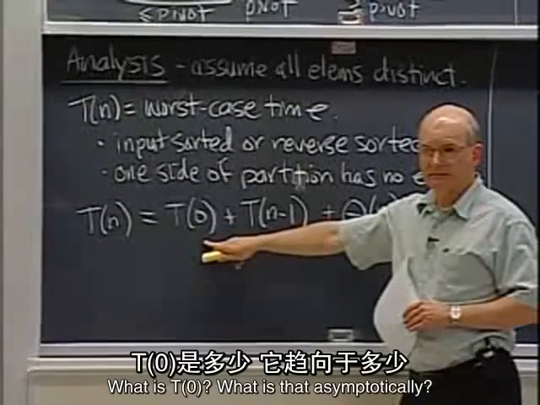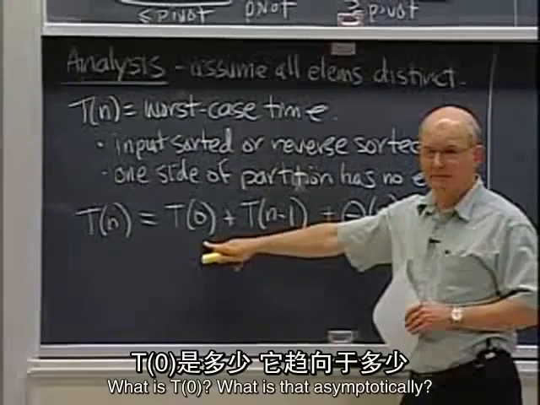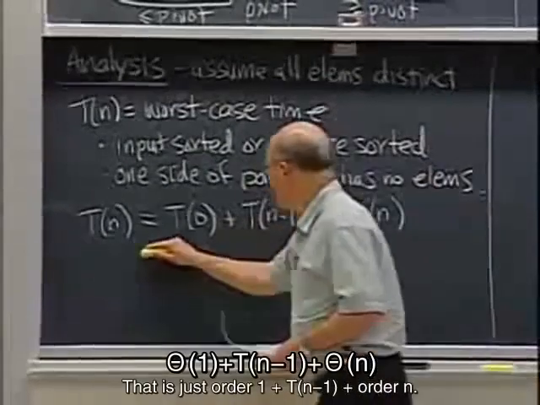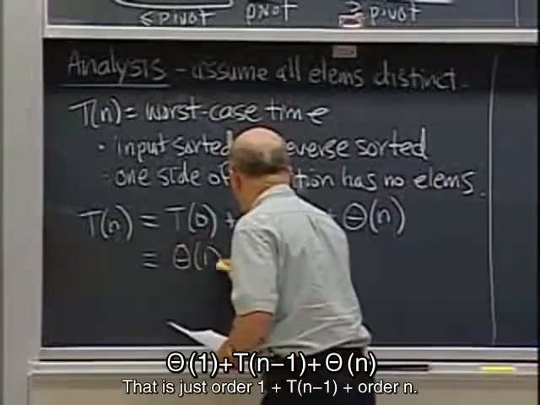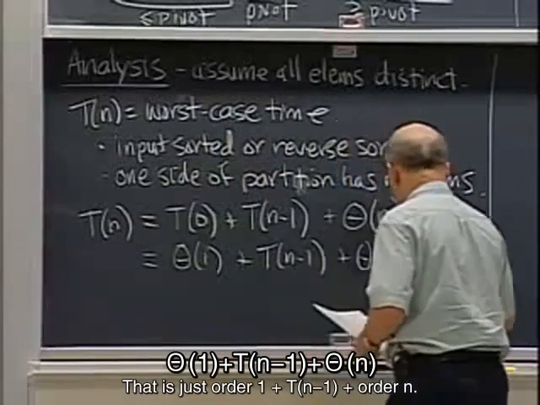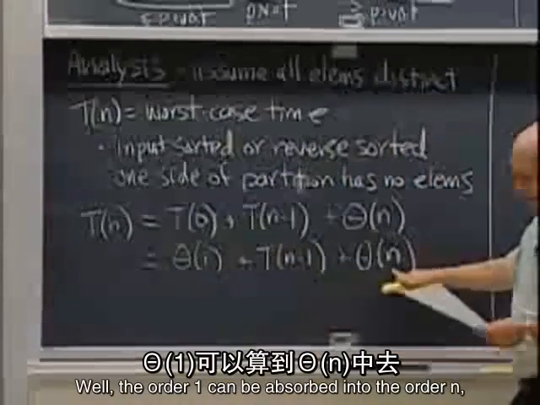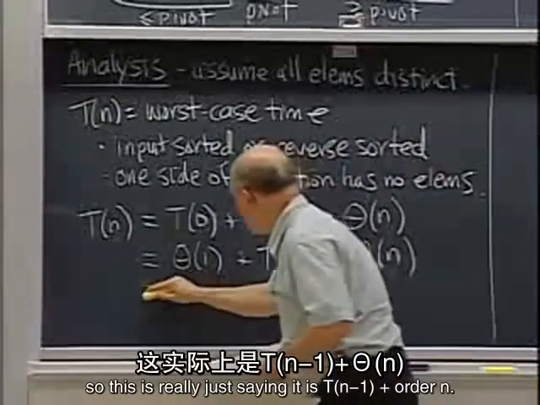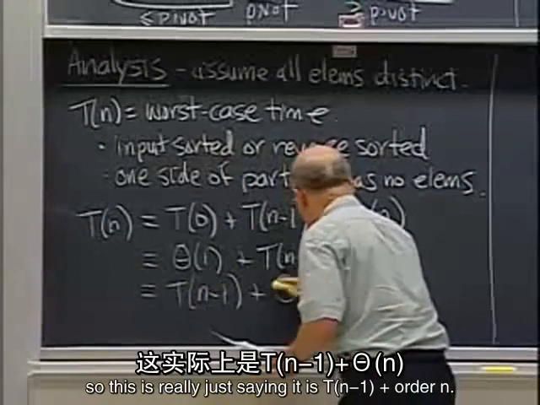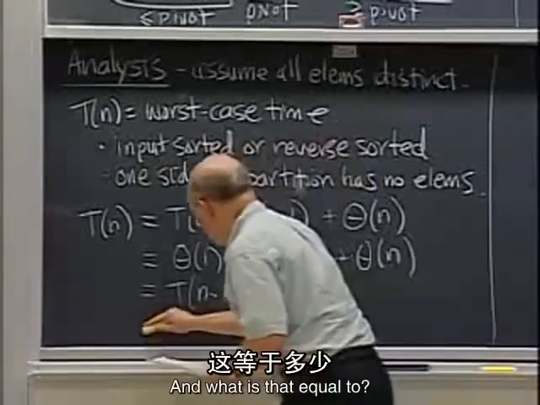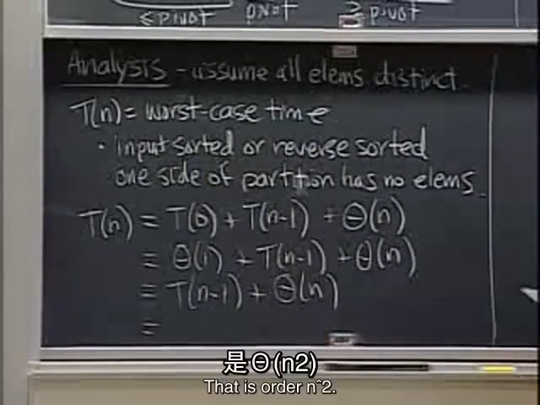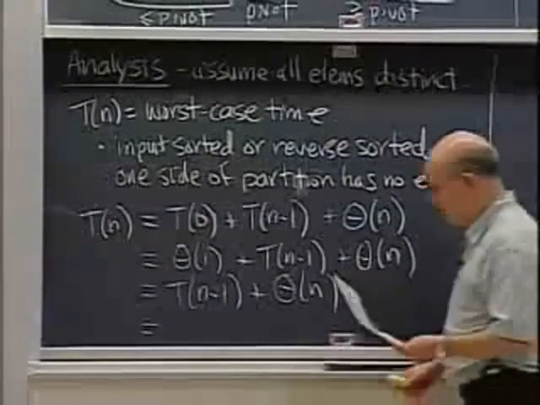What's T of 0? What is that asymptotically? Constant. Yeah, it's a constant, order 1. Okay? So that's just order 1 plus T of n minus 1 plus order n. Well, the order 1 can be absorbed into the order n, so this is really just saying it's T of n minus 1 plus order n. And what's that equal to? Yeah, that's order n squared. Okay, order n squared.